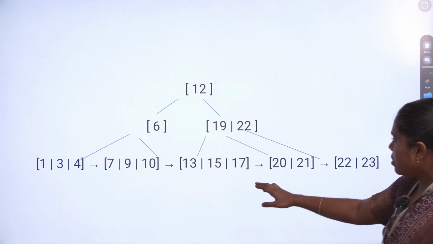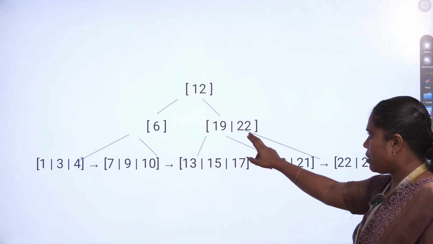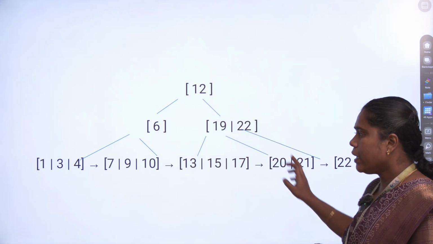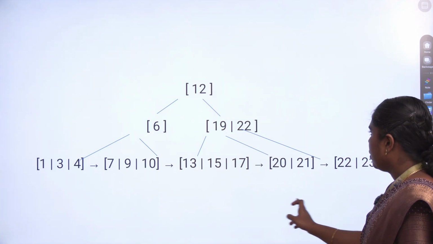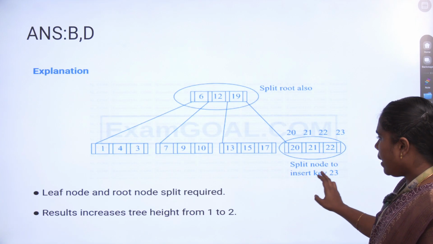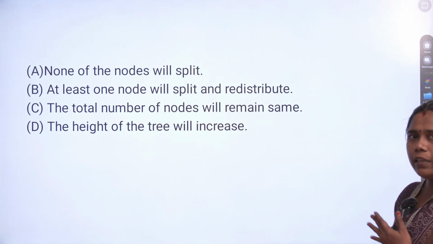So this is how it will happen. It is here, it is broken and it is redistributed. From that, the key value will be taken to the top. So this is how it will happen. This is the explanation. And now, from the given choices, what are the different answers possible?